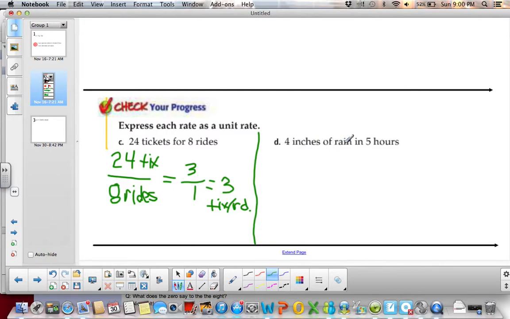Okay, pause me and do 4 inches of rain in 5 hours. So if I have 4 inches over 5 hours, I know to get to 1, I have to go 5 divided by 5, so I have to do 4 divided by 5, and I get 0.8. So basically what you're doing is you're taking your numerator and dividing it by your denominator. So then we have 0.8 inches for 1 hour. So I would write this as 0.8 inches per hour. Again, get used to labeling correctly.